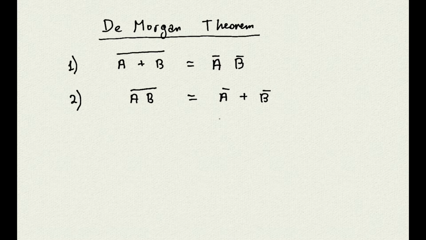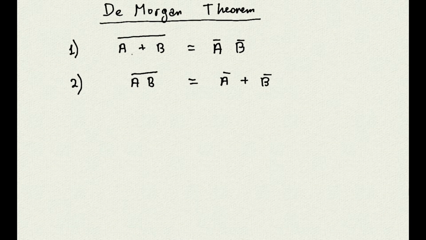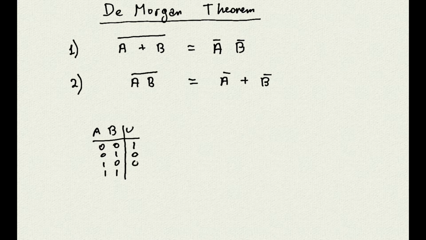Now let's try to demonstrate the theorem in a very easy way to understand. And to do that, we begin with the first part, the first expression. The left side of this expression represents a NOR gate, so let's write down its truth table. And now let's take a look at the right side of the equation, and let's build the truth table for it.